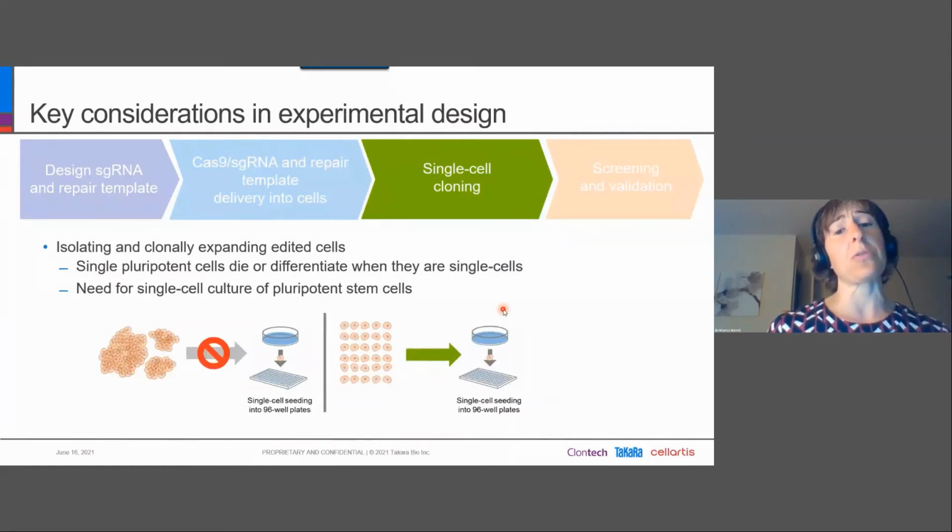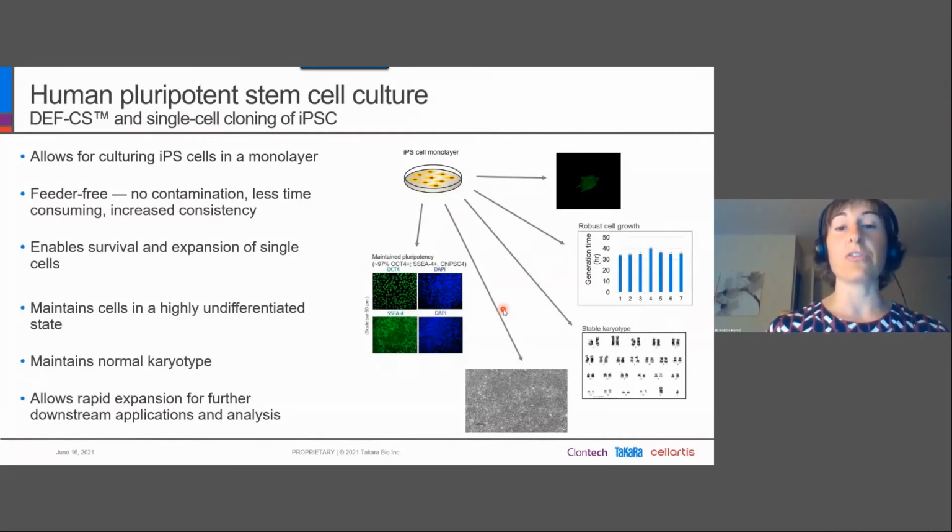So therefore, it's very important to have a media system that allows that. And at Takara Bio, as Malathi mentioned, we have developed the DefCS, a cell culture system that allows the culturing of iPSCs in a monolayer, and it's feeder-free. One of the great characteristics of the DefCS is that it enables the survival and expansion of single cells. That's key in any editing experiment. At the same time, it even allows the survival of single clones, maintaining the undifferentiated state. So when you are expanding, you can differentiate the edited clones that you desire and maintain a normal karyotype.